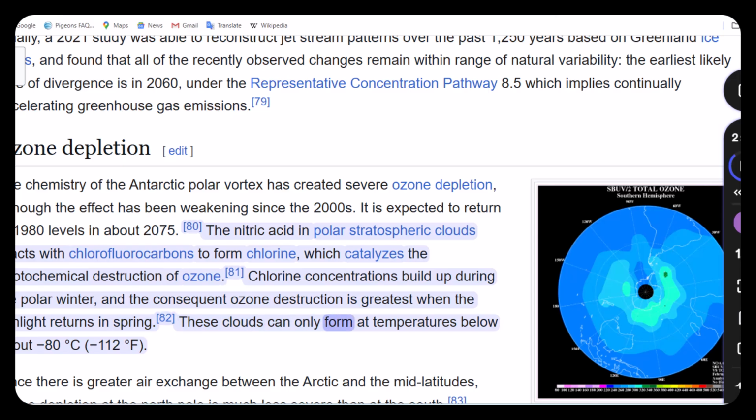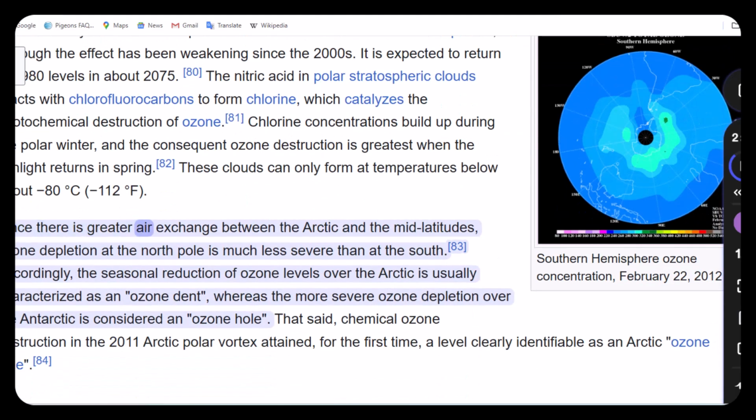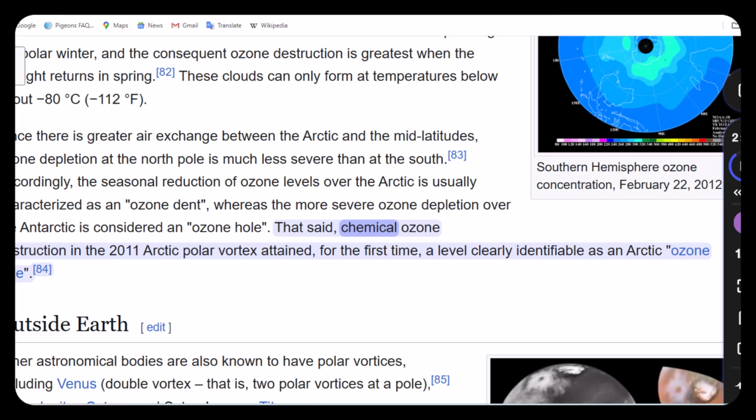These clouds can only form at temperatures below about minus 80 degrees Celsius, minus 112 degrees Fahrenheit. Since there is greater air exchange between the Arctic and the mid-latitudes, ozone depletion at the North Pole is much less severe than at the South. Accordingly, the seasonal reduction of ozone levels over the Arctic is usually characterized as an ozone dent, whereas the more severe ozone depletion over the Antarctic is considered an ozone hole. That said, chemical ozone destruction in the 2011 Arctic polar vortex attained, for the first time, a level clearly identifiable as an Arctic ozone hole.